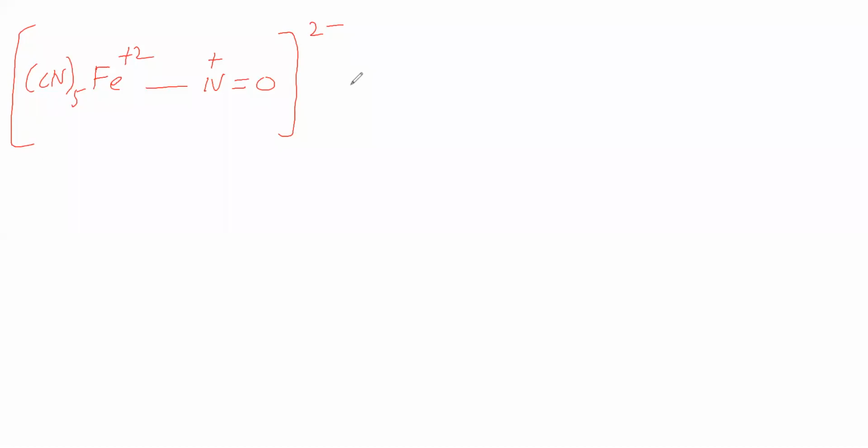This is added into the sodium carbonate extract. The extract contains sulfide. Sulfur comes under group 6A, so its valence shell has 6 electrons. Because of the 2 minus charge, it has 2 more electrons. Now what happens here? This lone pair is involved in bonding with the N. Here Fe is having 2 plus charge, and 5 cyanides are present.